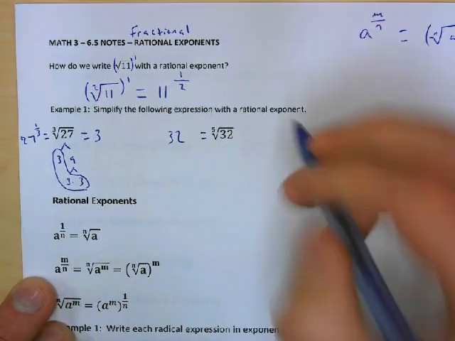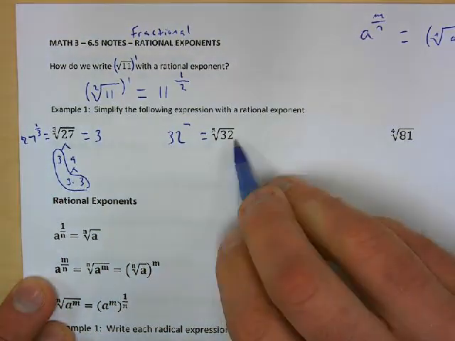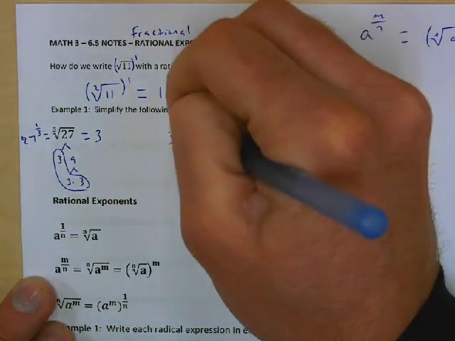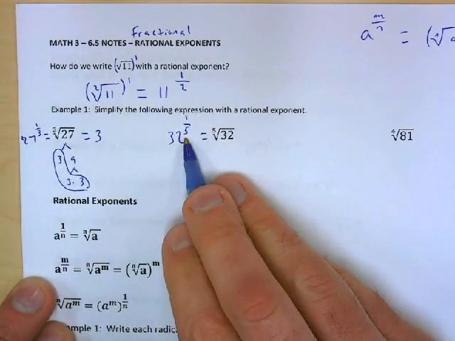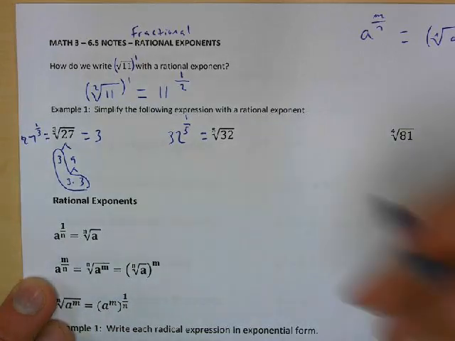There's a radical, so I know it's going to be a rational exponent, a fractional exponent. Let's see, I'm raising this to the first power, because there's no other exponent there, and I'm taking the fifth root. So then 32 to the 1/5 is the same as the fifth root of 32. And then how do we simplify that?